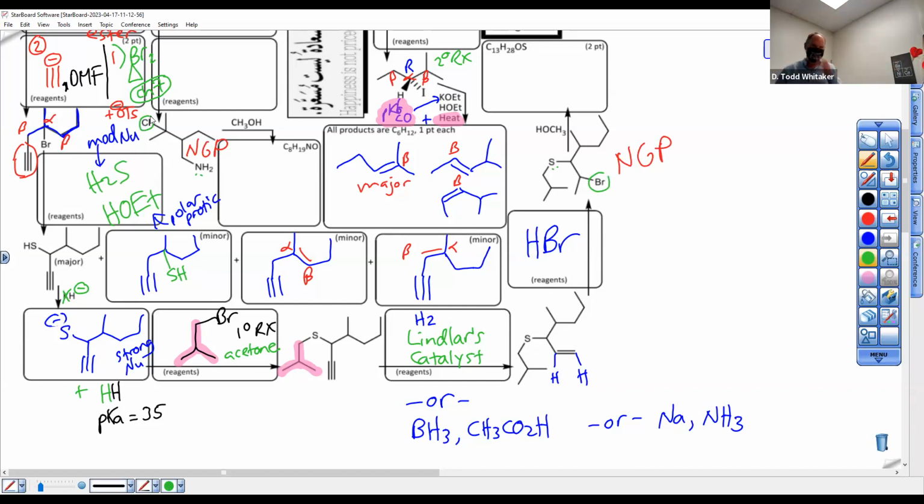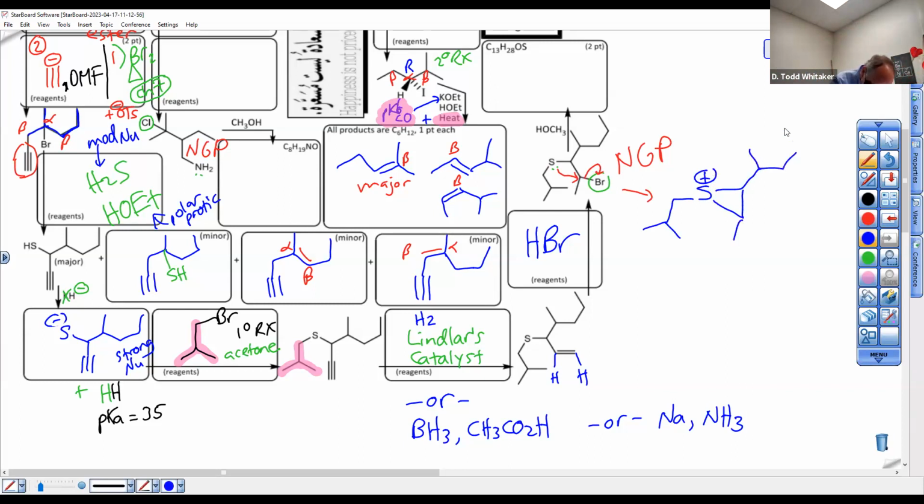That combination means NGP. If you're like me, I can't predict NGP products unless I actually do the mechanism, because it's not visually obvious sometimes. So I'm doing the mechanism just this one time. You're going to get, in this case, a triangle. You got a new bond there.